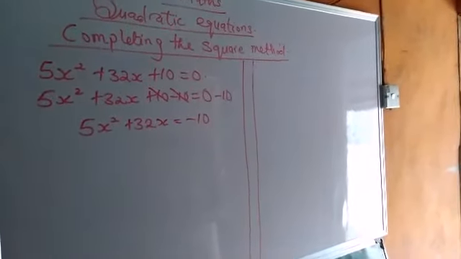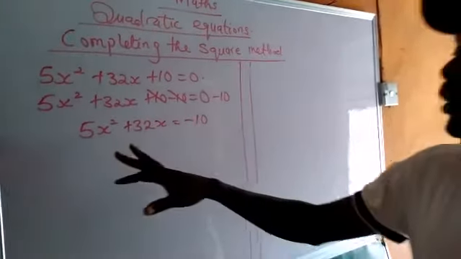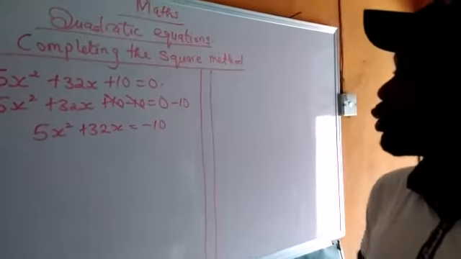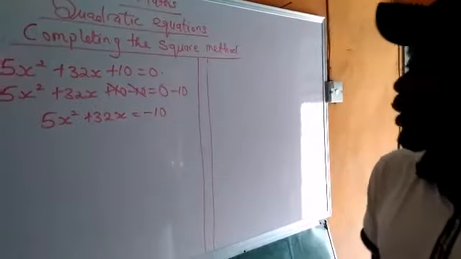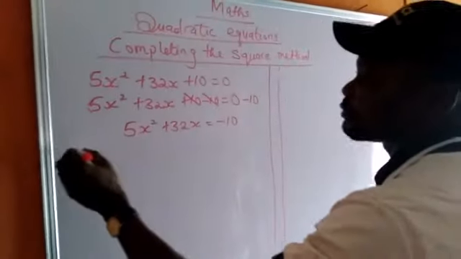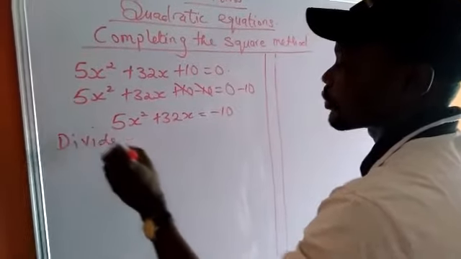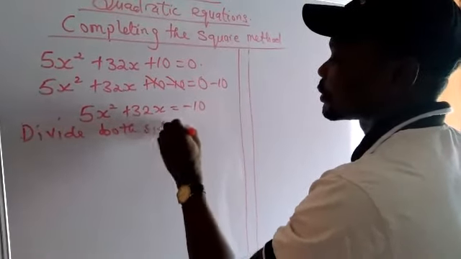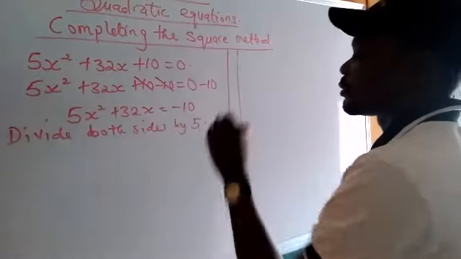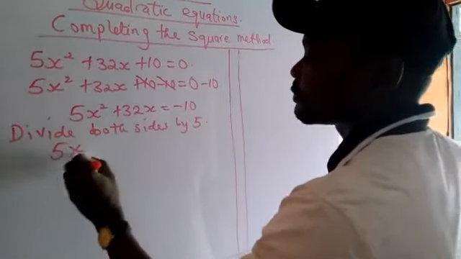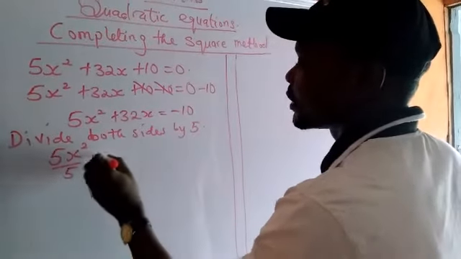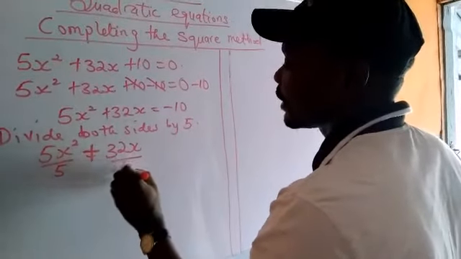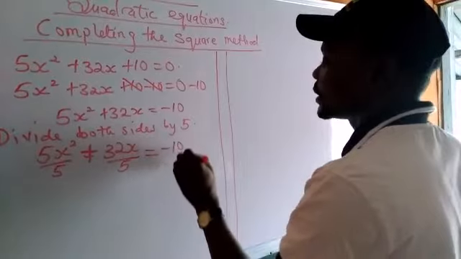Now, what do we have to do in this place now? We need to divide all through by 5. Divide both sides by 5. So that will now be 5x squared divided by 5 plus 32x divided by 5 equals minus 10 divided by 5.